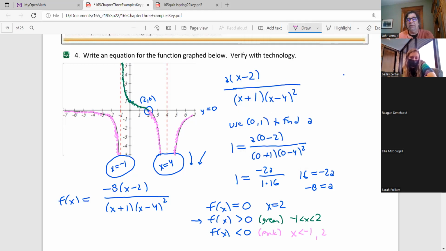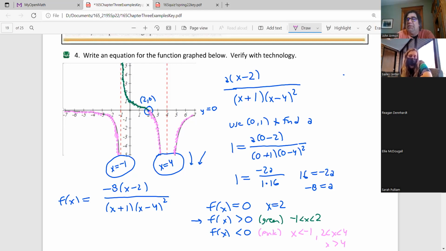Now, here's the difference with some of these rational functions. You could get a change in the algebraic sign at an x-intercept, or you could also have it at a vertical asymptote. So notice we get a change here. One side is negative, one side is positive. Here, we do not get a change. Both sides are negative. So that means once you get to 4, anything bigger than 4 will also be negative. No change there.